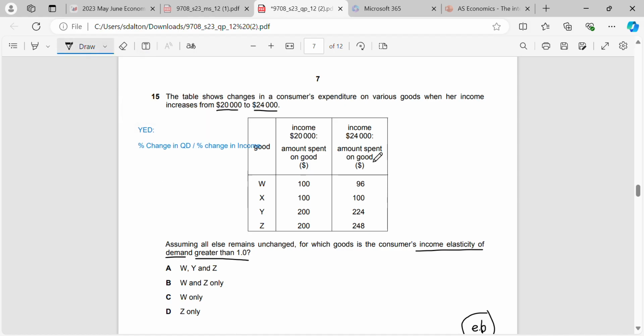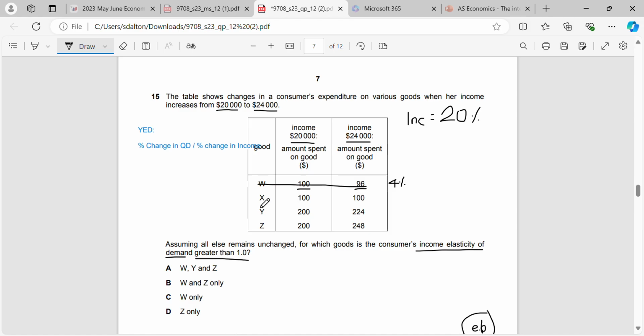Okay, now our income has changed by 4,000 here, so we put 4k over 20,000, and what we're going to get is a 20% change in income. Then all we have to do is figure out our change in demand. So for W, we've gone from 100 to 96, so that is a 4% change. We look at our formula, 4% over 20% is going to be less than 1.00. It's going to be 1/5, which would be 0.20, so that's wrong.